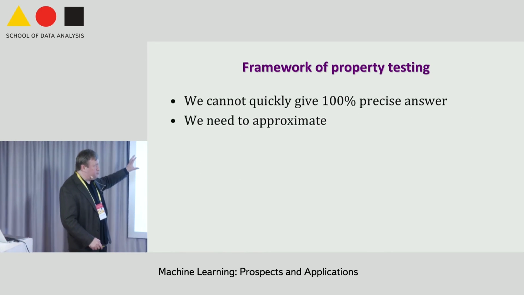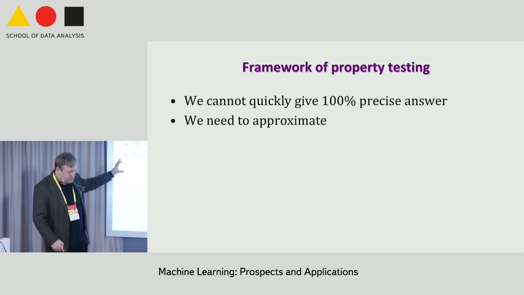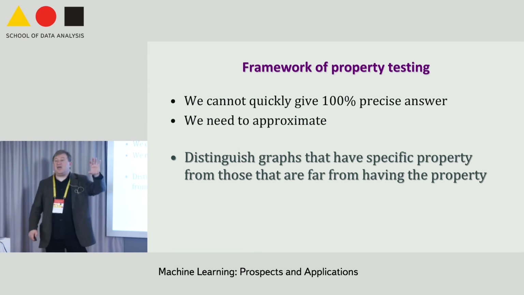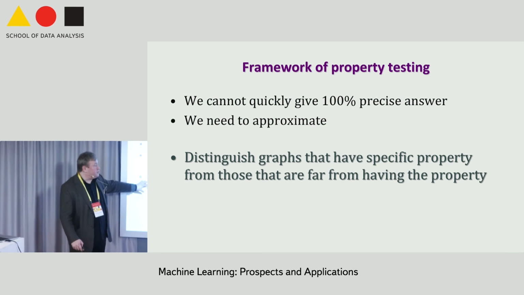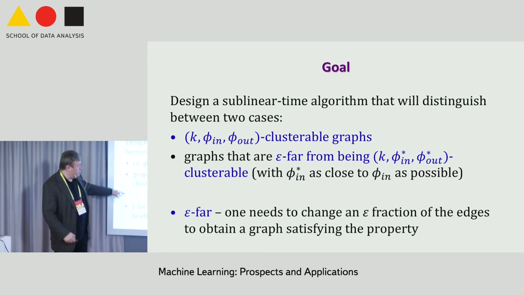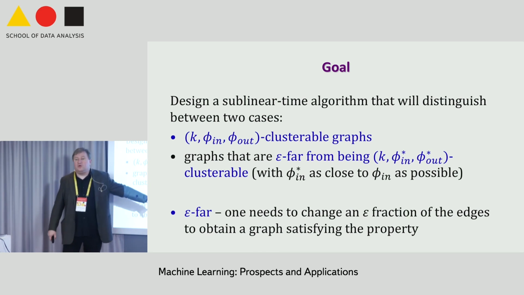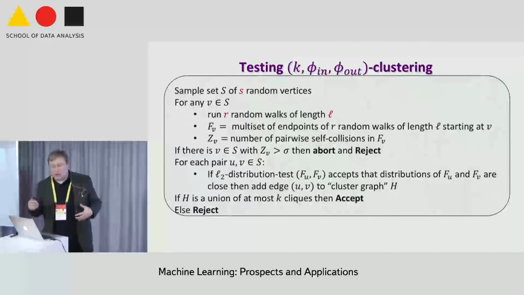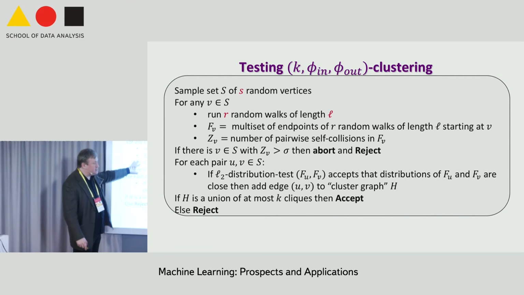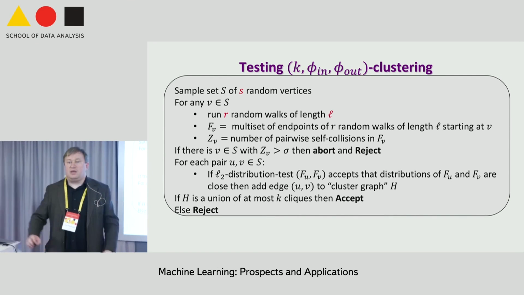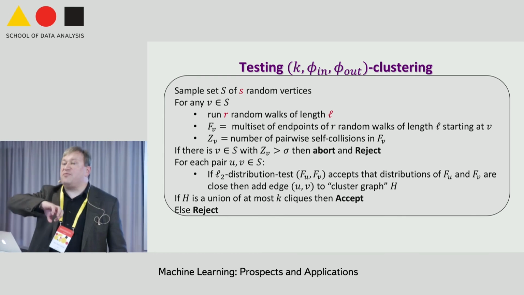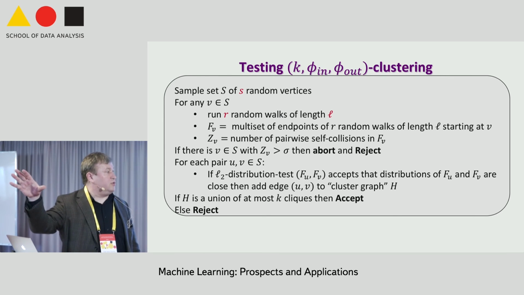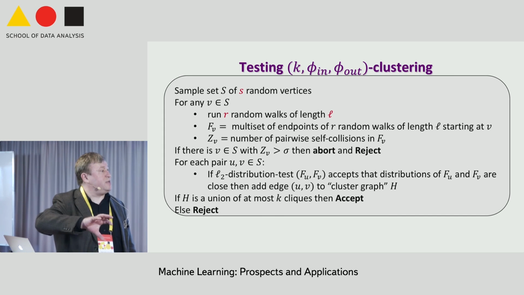We want to do it in the framework of property testing, which is essentially doing the following. We want to distinguish graphs that satisfy this property, are k-clusterable in my language, from graphs that are epsilon-far from clusterable, which means we need to modify an epsilon fraction of the edges. And we have the following algorithm. We randomly sample some number of vertices. We run many random walks through these vertices. And on the basis of what we see at the end of the random walks, we say whether these vertices are in the same cluster or not.